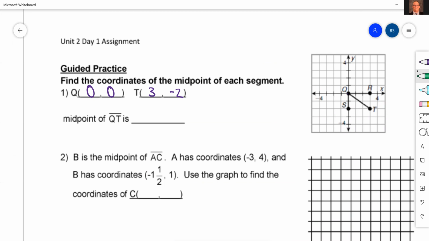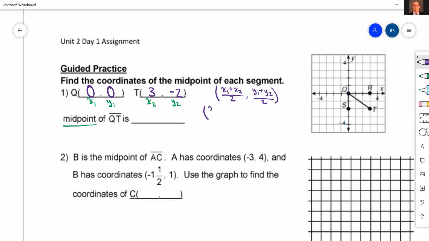Well, let's label what we have. They ask us to find the midpoint. So that means this is x1, y1, x2, y2. So we can just use our formula now, which, remember, says you add your x's, divide by 2. You add your y's, divide by 2. So let's do that.